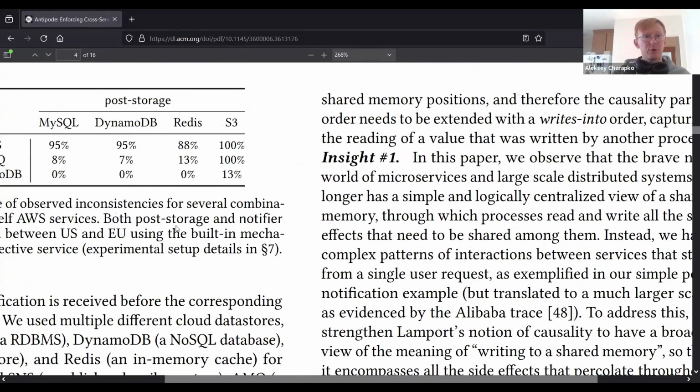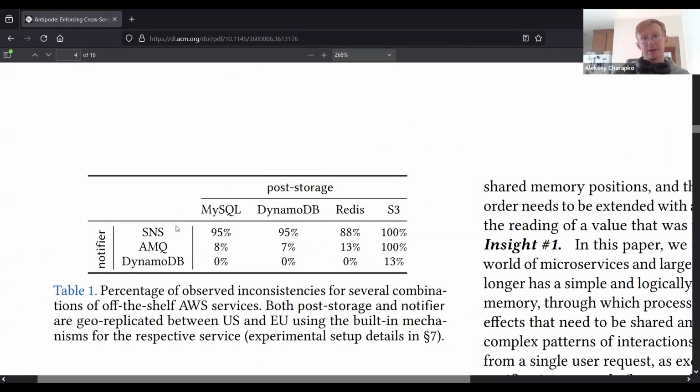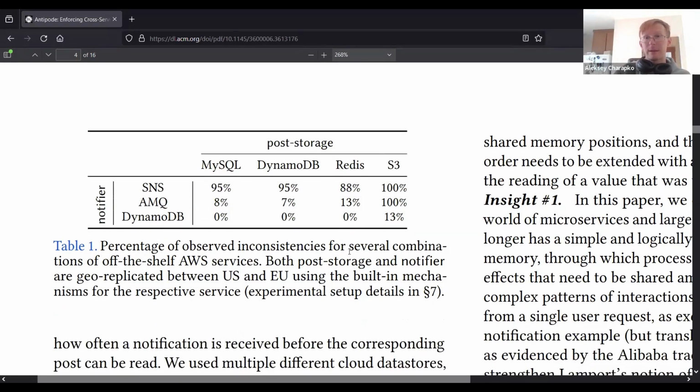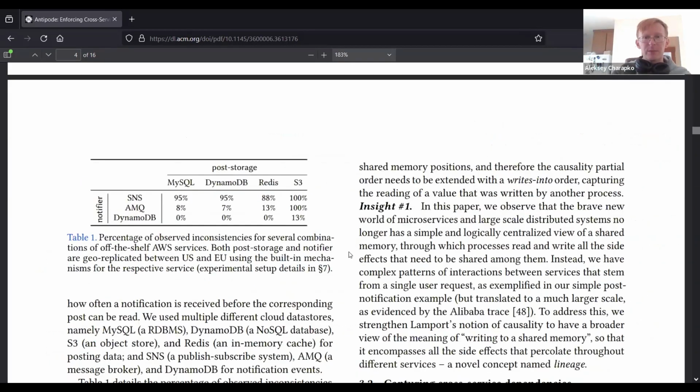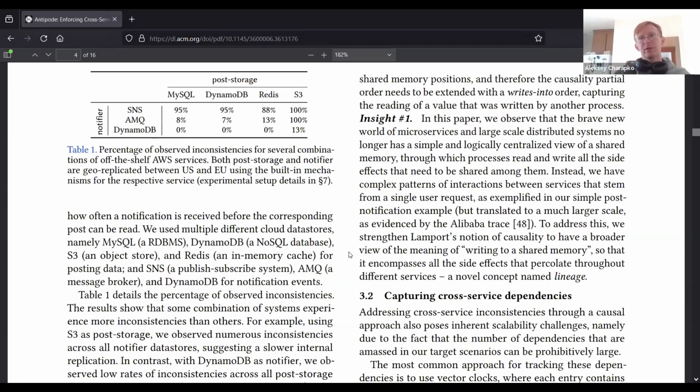They did some experiments with this setup on AWS with different storage services and different services used for the notifier, and in some combinations they can see quite a lot of inconsistencies, right? So at least in their toy example, those races do happen, sometimes quite often, and that's the problem they want to solve.